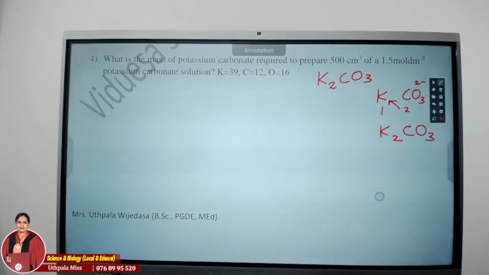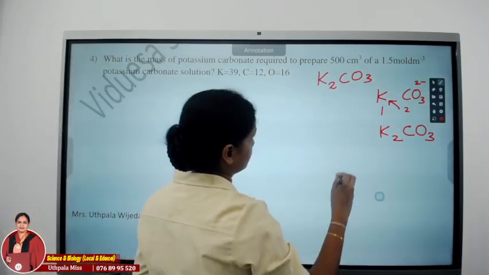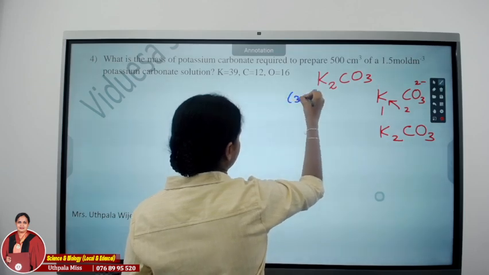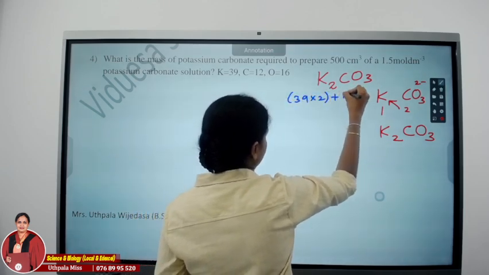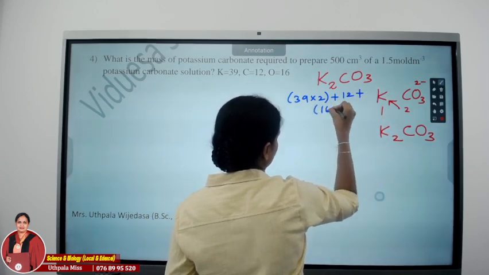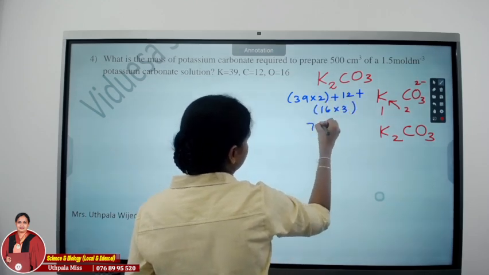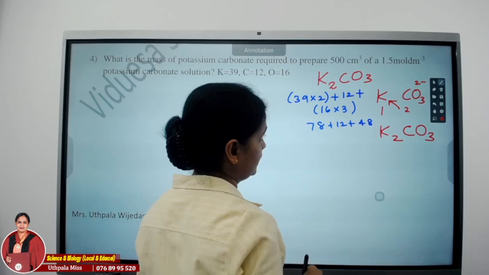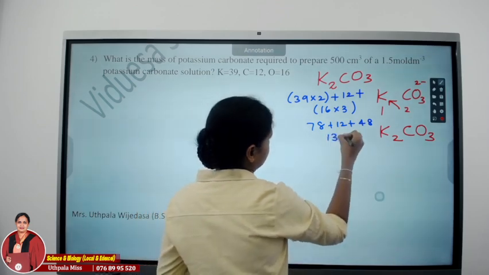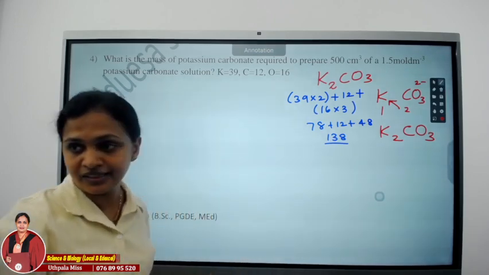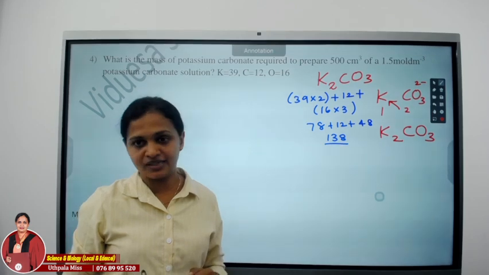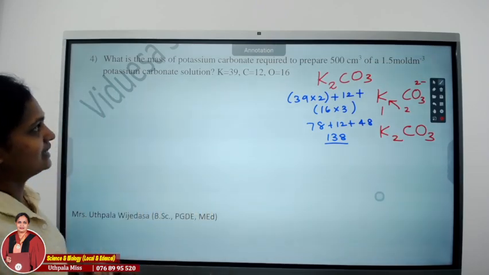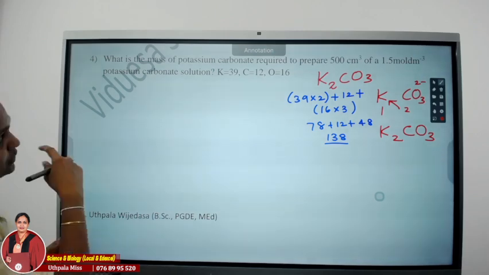You have to find the relative molecular mass of potassium carbonate. Potassium is given as 39. 39 into 2 plus carbon is 12 plus oxygen 16 into 3. So this is 78 plus 12 plus 48. 48 plus 12 is 60. 138. That is the relative molecular mass. Then you have to convert this into the molar mass. Okay, let's start now.